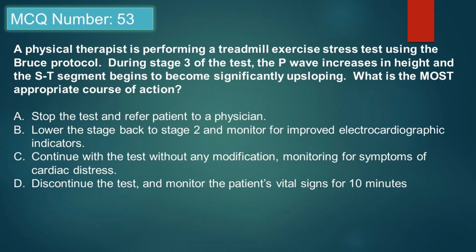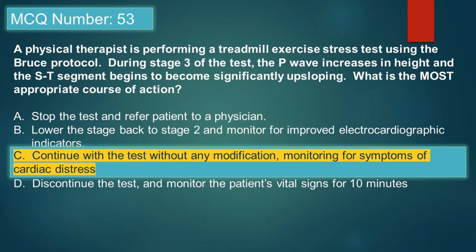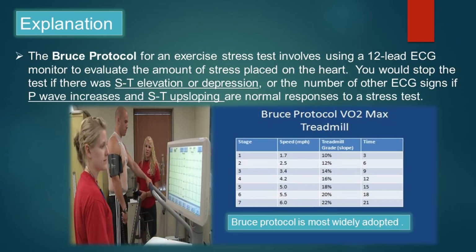Option A, stop the test and refer the patient to the physician. Option B, lower the stage back to stage 1 and monitor for improved ECG. Option C, continue with the test without any modification and monitor the patient for symptoms of cardiac distress. And option D, discontinue the test and monitor the patient's vital signs for 10 minutes. And the correct answer is option C, continue with the test without any modification and monitor for symptoms of cardiac distress. And here we have the explanation.